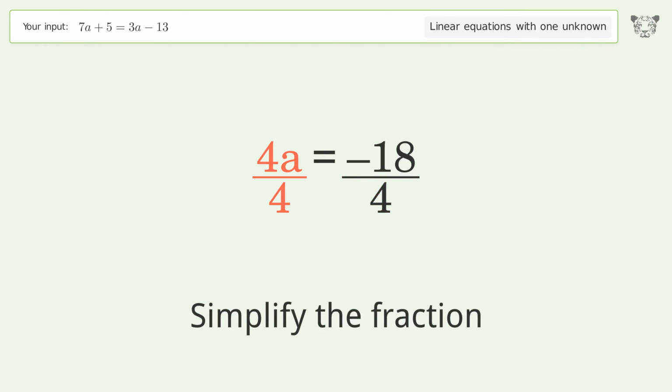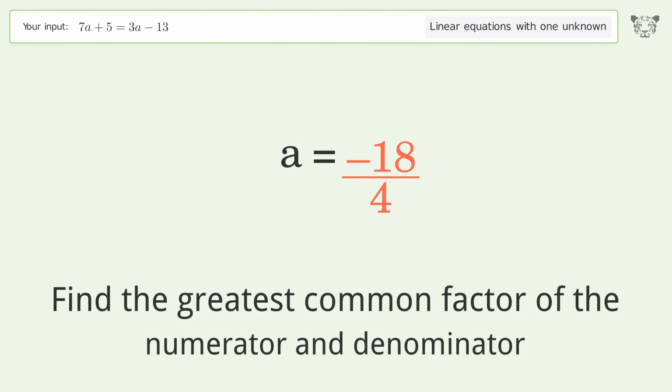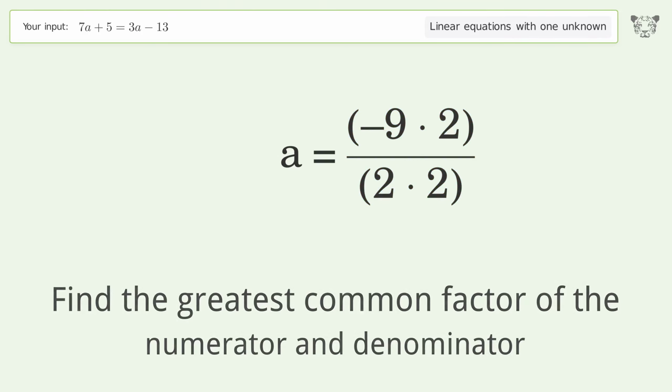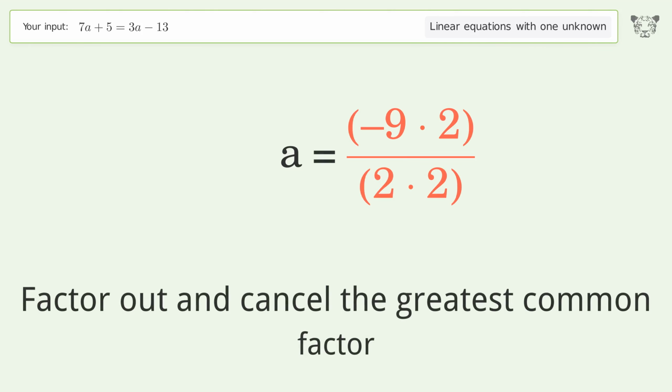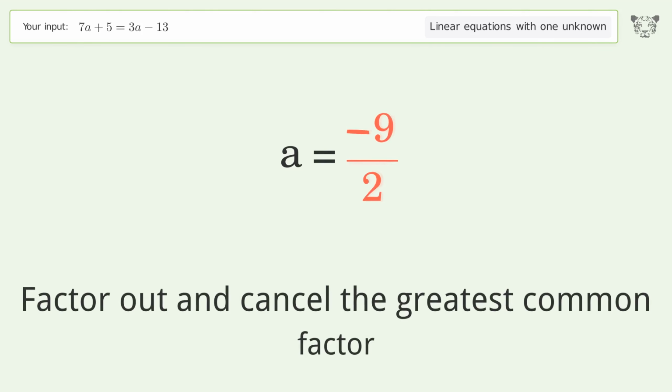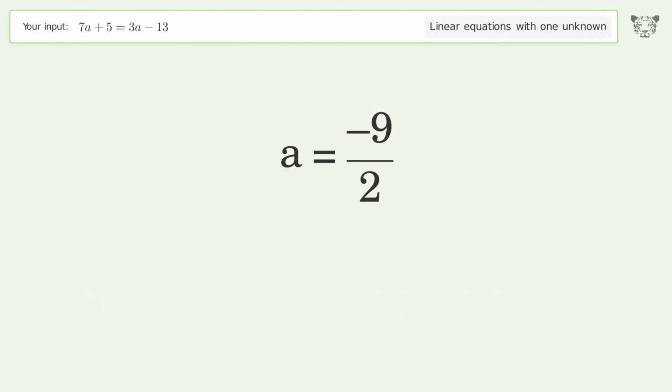Simplify the fraction. Find the greatest common factor of the numerator and denominator. Factor out and cancel the greatest common factor. And so the final result is a equals -9/2.